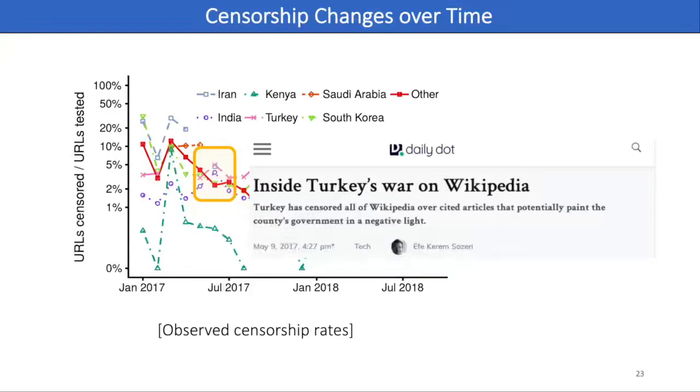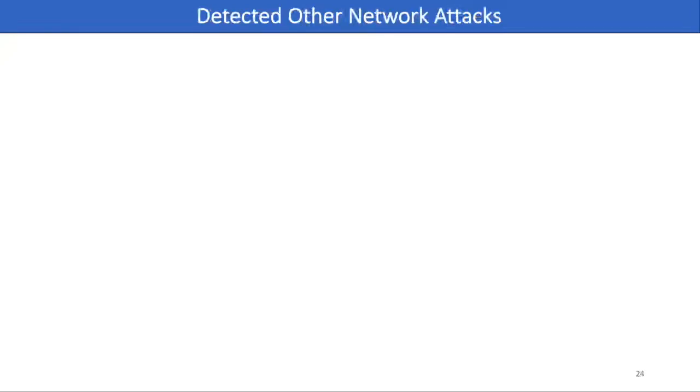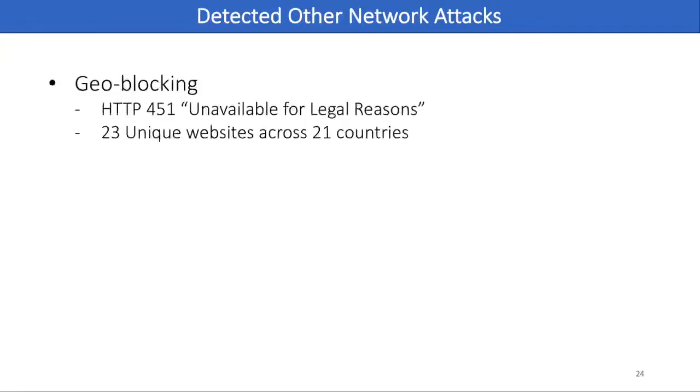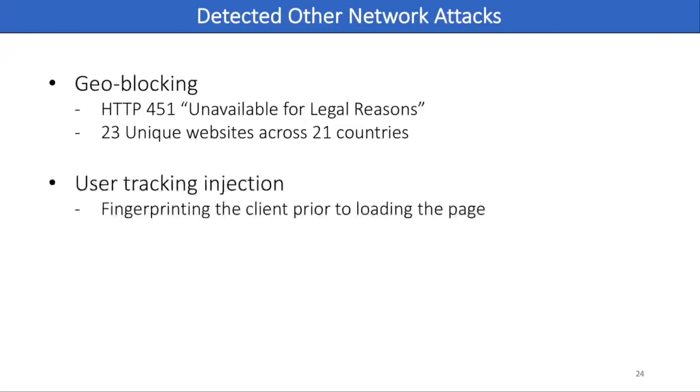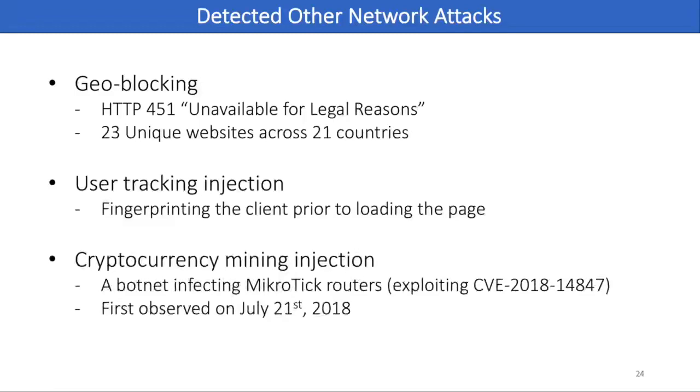Prior to the rise, most of the blocked sites in Turkey carried pornography and other sexual content. But after the rise, many news sites were blocked. Finally, the broad and detailed measurements of ICLab also expose other forms of network interference, such as geo-blocking, user tracking injection in South Korea, and cryptocurrency mining injection that would have caused the client's browser to mine cryptocurrency.